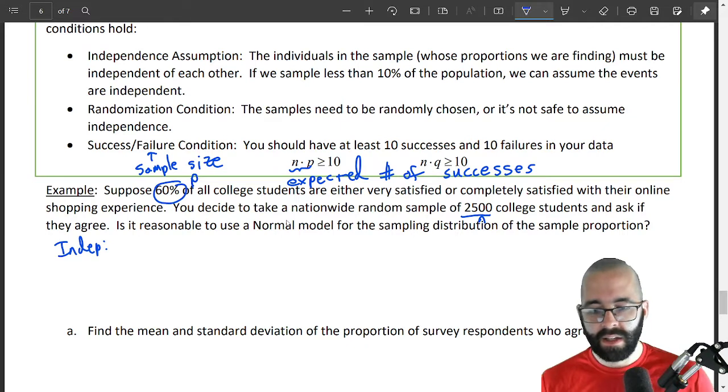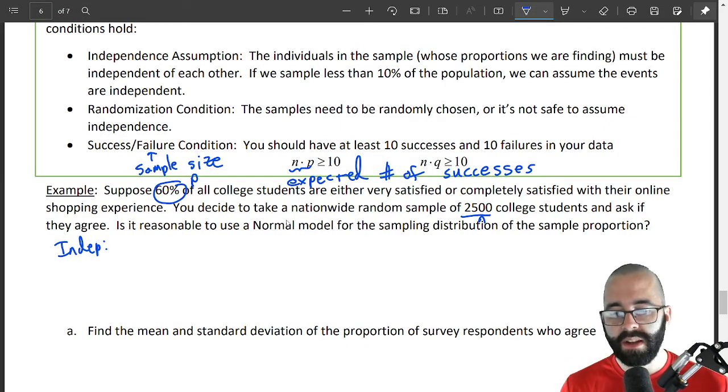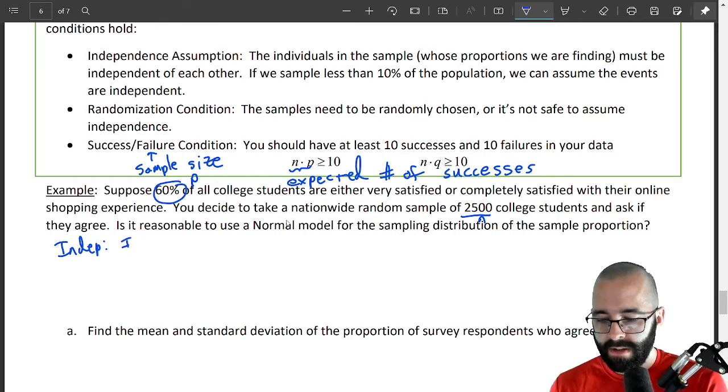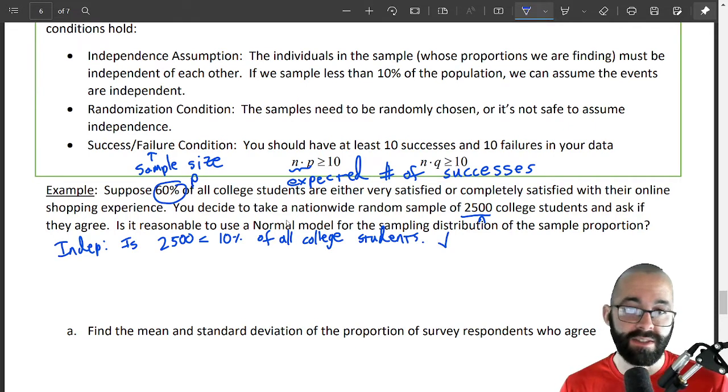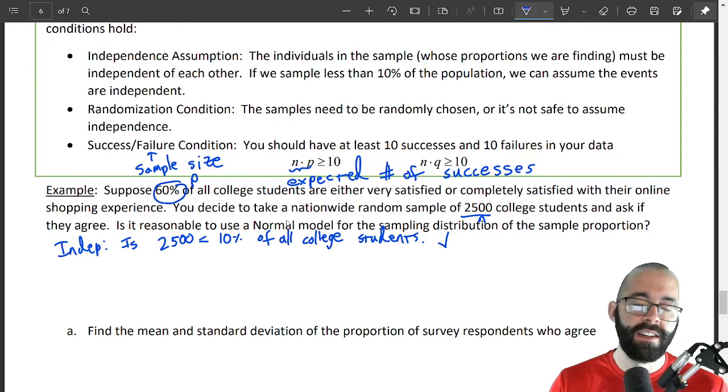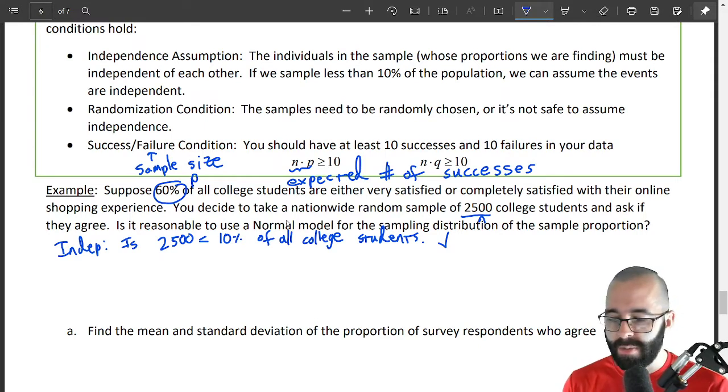Well, as long as we're sampling less than 10% of the population, we can assume independence. So is 2,500 less than 10% of all college students? Yeah. I can guarantee you there's more than 25,000 college students. Okay, so we got independence, no problem.